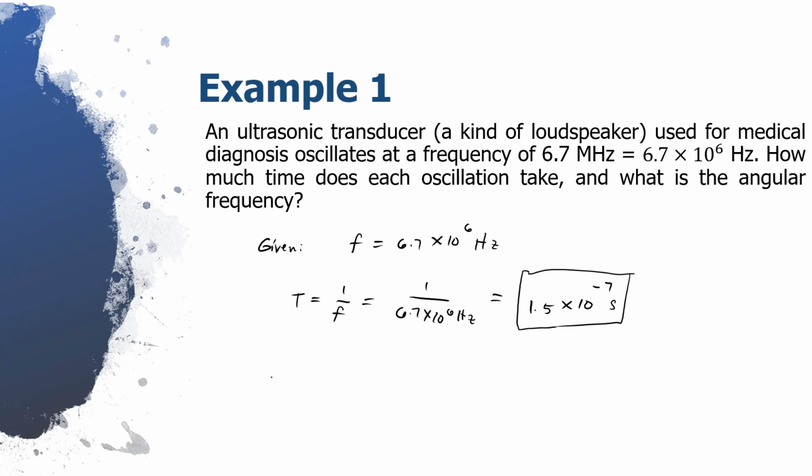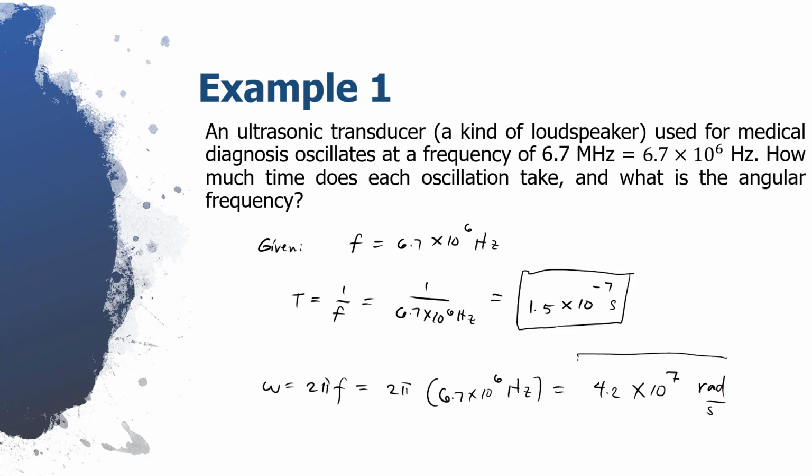For the angular frequency, it is equal to 2 pi f. So we have 2 pi times 6.7 times 10 to the 6 hertz. So this is 4.2 times 10 to the 7. The unit is rad per second. So the period is 1.5 times 10 to the minus 7 seconds, while the angular frequency is 4.2 times 10 to the 7 radians per second.